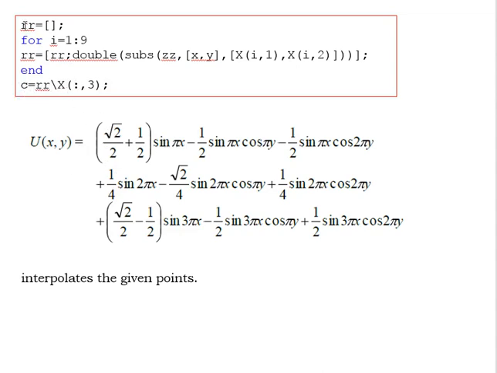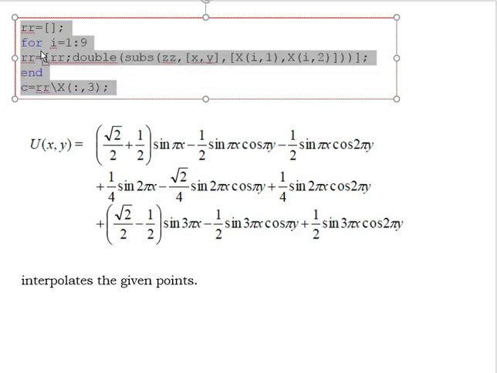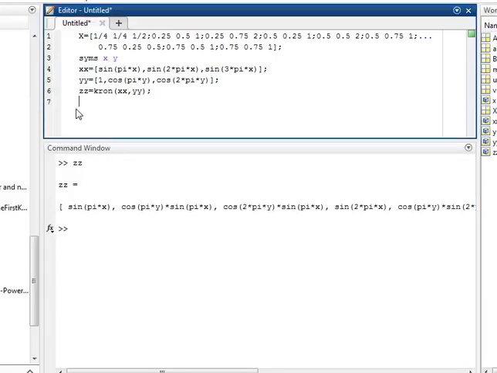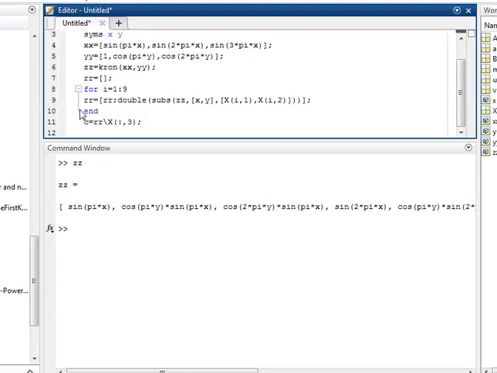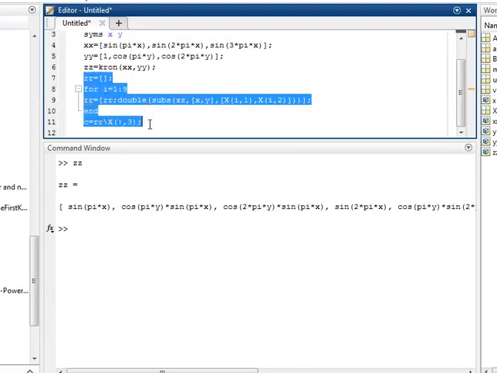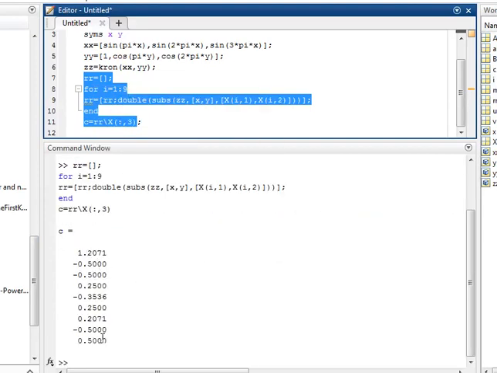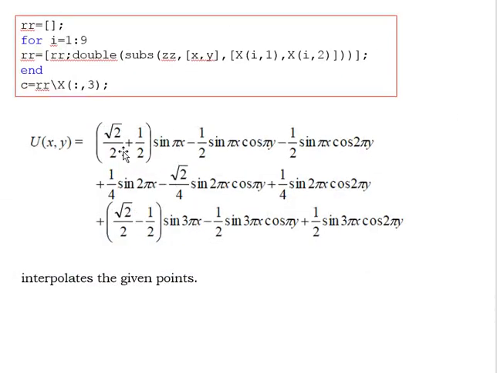We can calculate these constants by copy and here paste. So evaluate, and these are the constants of our function here. The same values are written here. So we have calculated the constants now, and this is our interpolation function U.